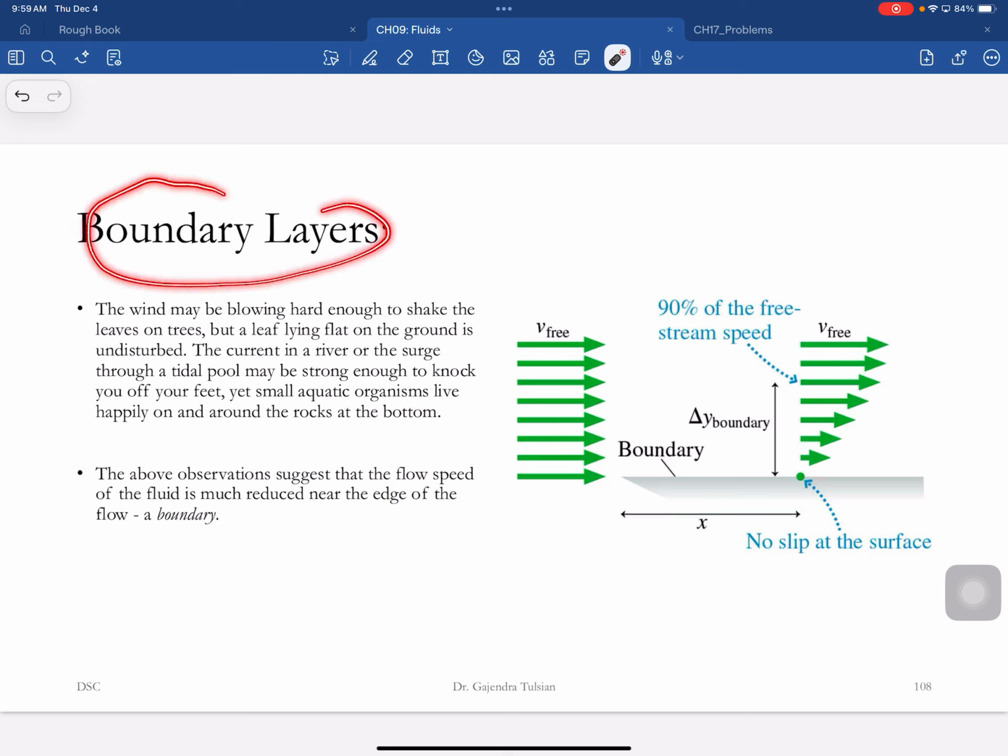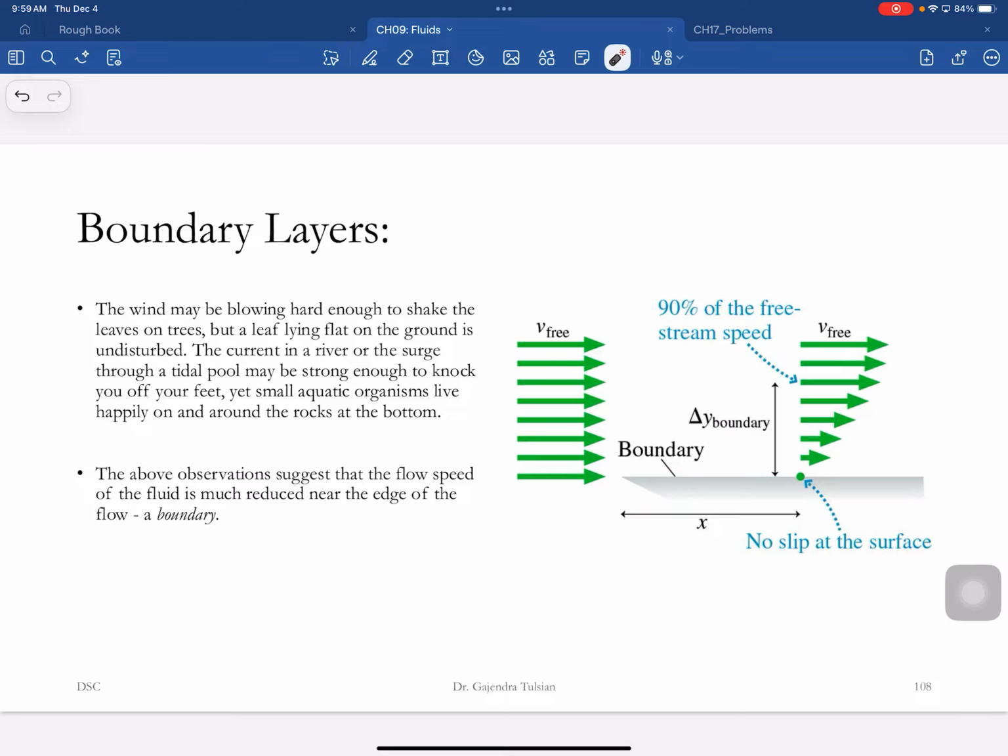Now we'll talk about boundary layers. Next time I want you to observe the following. Let's say it's a windy day, and you'll see leaves on the ground, and the leaves on the ground are not fluttering. So what's going on? Do you guys understand this?